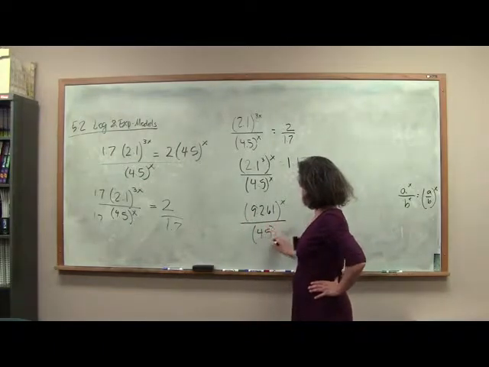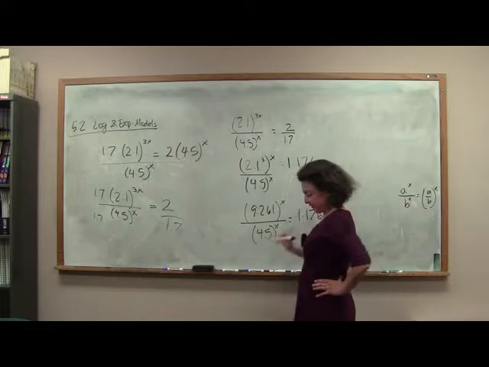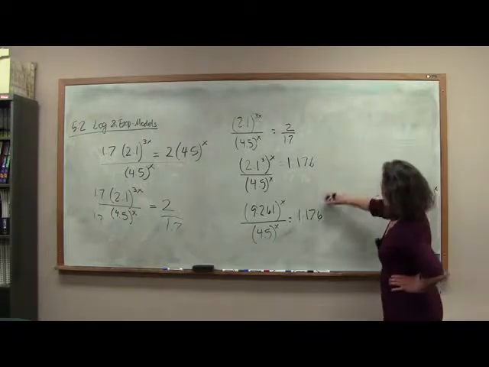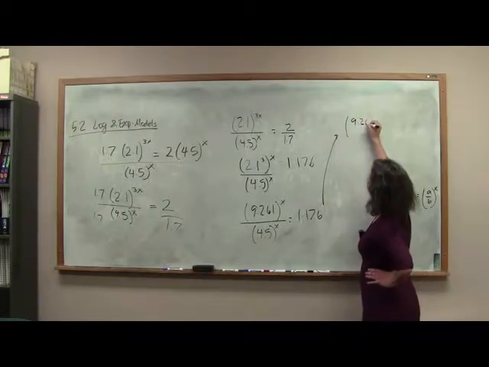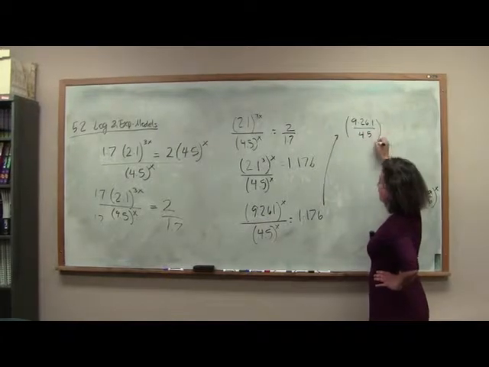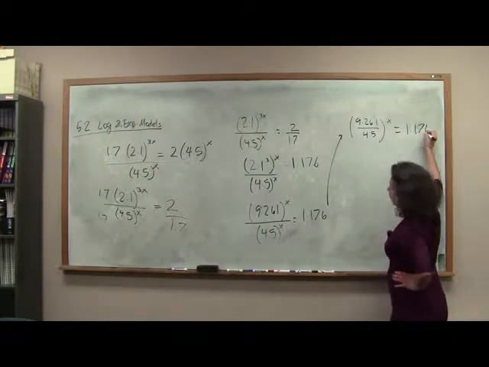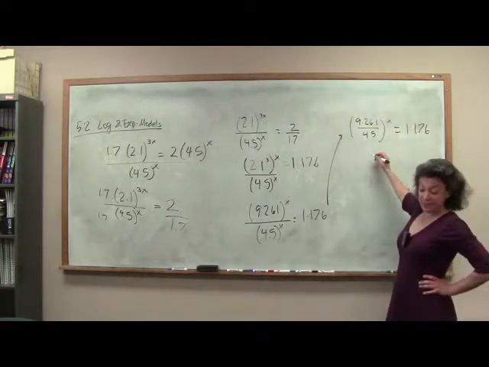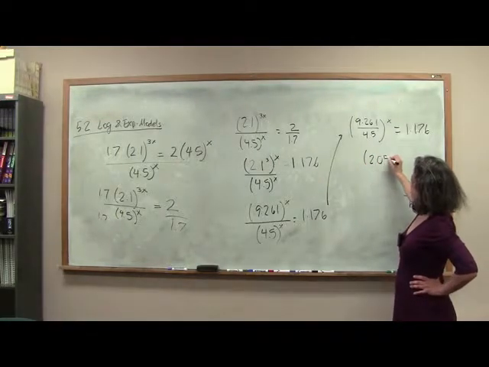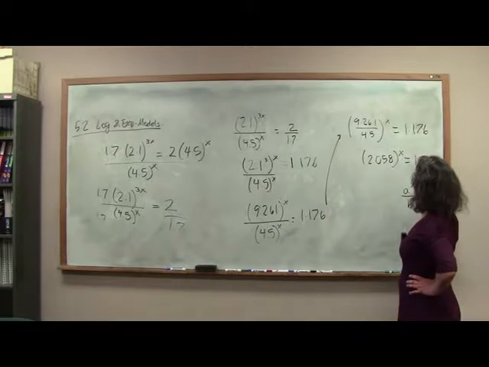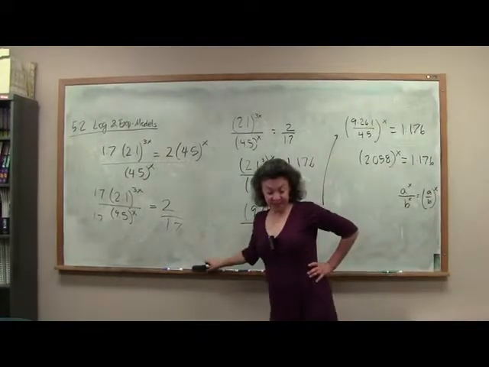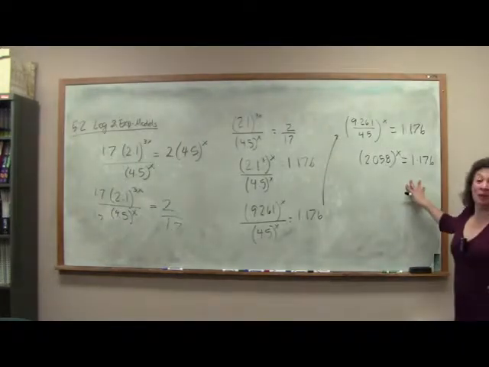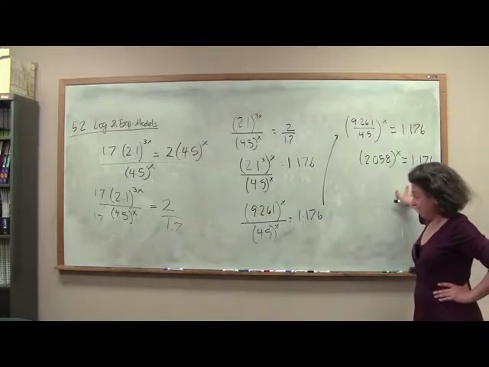to the x over 4.5 to the x is 1.176. And now I can use this property here. I can say, well, that's 9.261 over 4.5 to the x equals 1.176. Now, if you do this division, you'll see that you have 2.058 to the power of x equals 1.176. A lot of work to finally get to where we were with the problems last time.